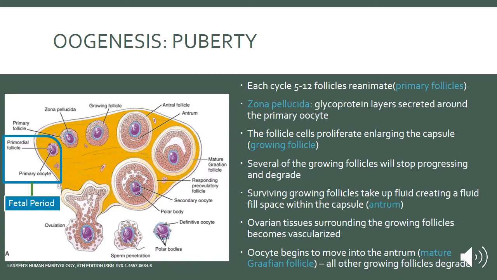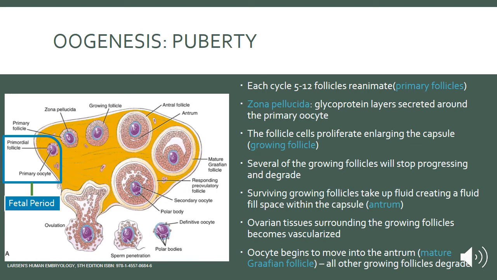Okay, again, this is for women. So what does the cycle look like at puberty? So in the blue box, I've shown what happens during the fetal period, and then we pick up again with our primary follicle once puberty begins. So with each menstrual cycle, 5 to 12 follicles are going to reanimate. Okay, so it's not one, although by the end we'll just have one. And once they're sort of reactivated and ready to go, they're called primary follicles.